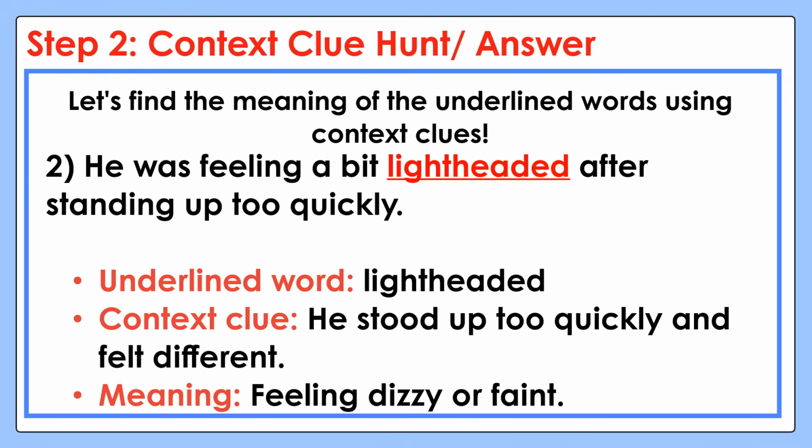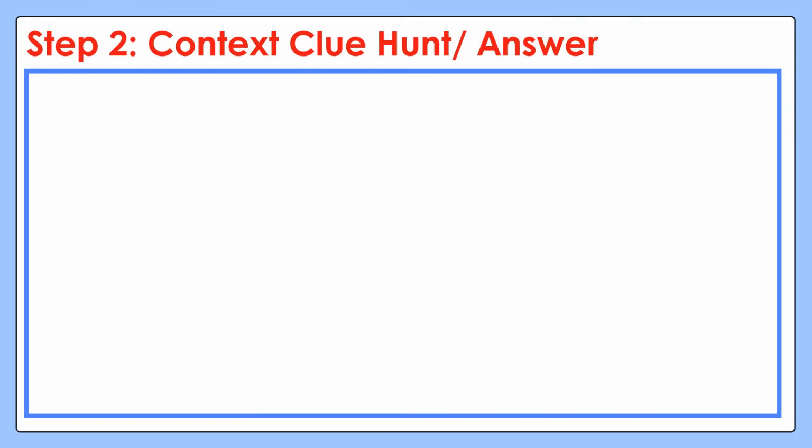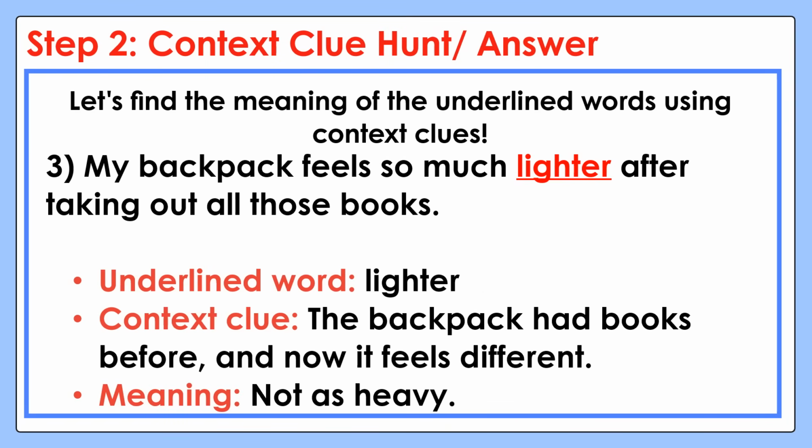Second, he was feeling a bit lightheaded after standing up too quickly. Underlined word, lightheaded. Context clue, he stood up too quickly and felt different, meaning feeling dizzy or faint. Third, my backpack feels so much lighter after taking out all those books. Underlined word, lighter. Context clue, the backpack had books before and now it feels different, meaning not as heavy.